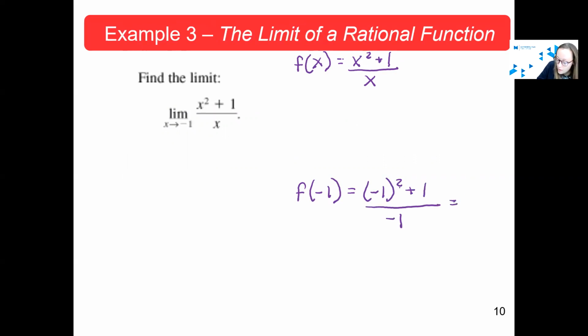So I do that here. Negative 1 squared, negative 1 times negative 1, is going to be a positive 1, plus 1, over negative 1. So we end up with 2 over negative 1, which equals negative 2. So it is defined, and as a result, we can see that this limit value is equal to negative 2.